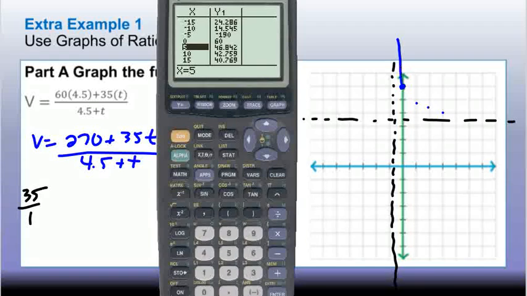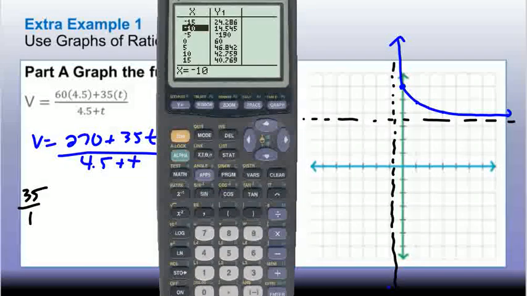So this one will look like this. Come around here. And then if you go to the other side of 0, so we have negative 5. Would be a negative 190. So that would be way down here. Then we have negative 10 at 14. So negative 10 at 14, since we are coming by tens. So this would be roughly here.